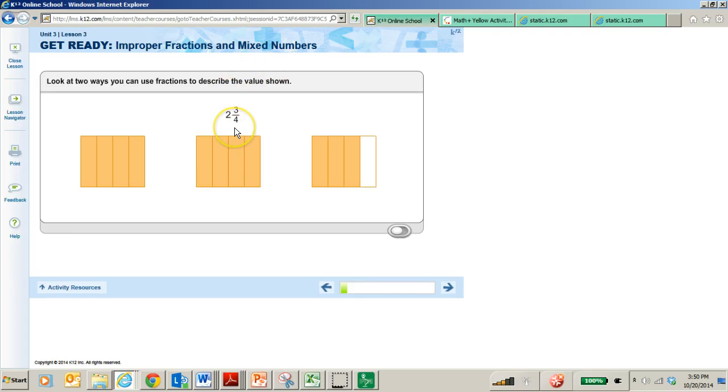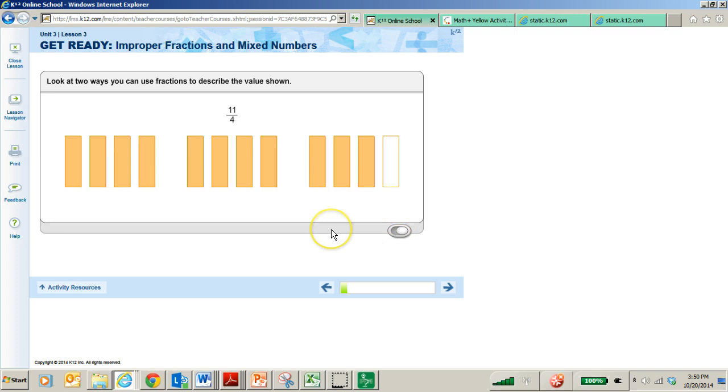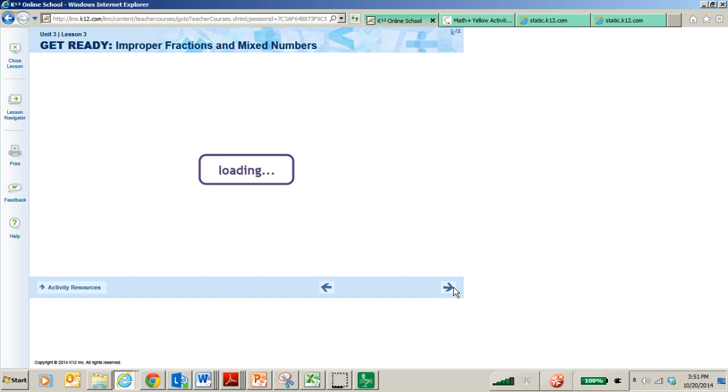Most of the time, we are going to want students to work with an improper fraction when computing, especially when multiplying, but throughout this lesson in Unit 3, we are mostly going to use the area model to go through this lesson. And again, these tutorials are a great representation of exactly what it means to have an improper fraction and a mixed number.